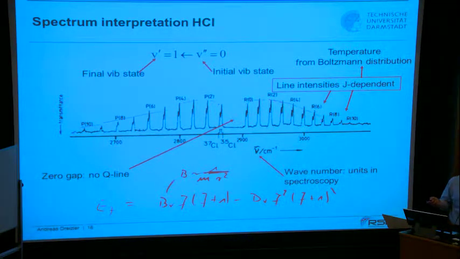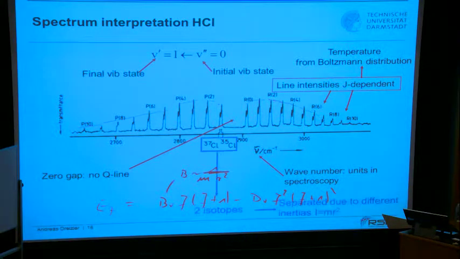That is due to the fact that your rotator is not rigid. And if you have a higher J level, then you have a higher probability for a larger distance. R is increasing, B is decreasing, and that influences directly your energies. And that means if you go through that with more time, then you would find that the R lines are getting closer and closer to each other, and the P lines have larger and larger distances. And because of that, it's relatively easy to identify where you are on the spectrum. Okay? Good.